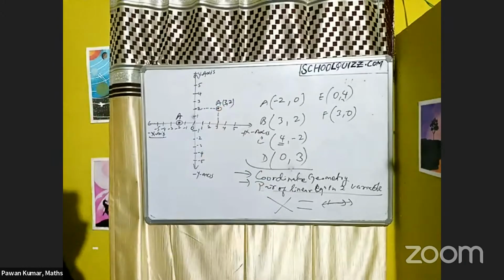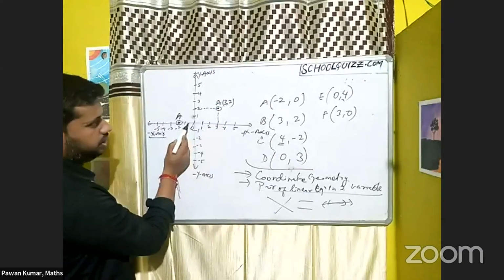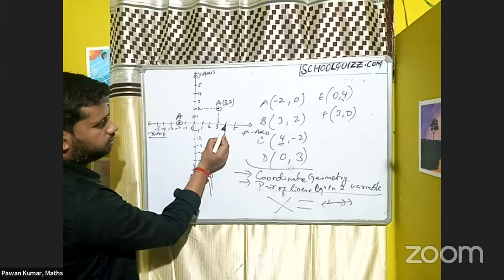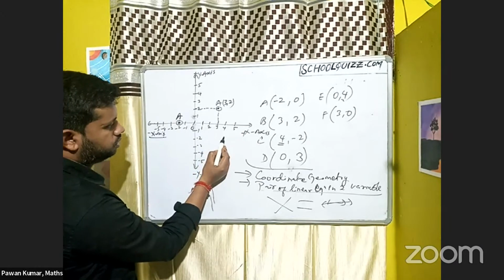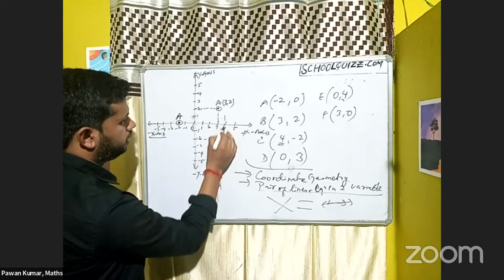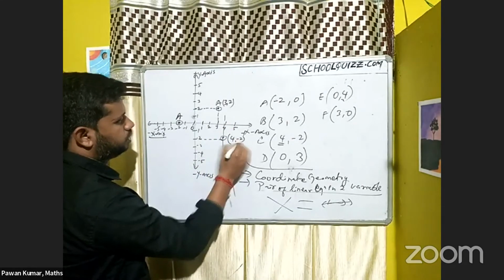Next will be 4 comma minus 2. From the origin, 4 means positive 4 here. Again minus 2 means downward direction, 1 and 2. That will be this point. If you touch this point, it will be connected like that. This is 4 comma minus 2.